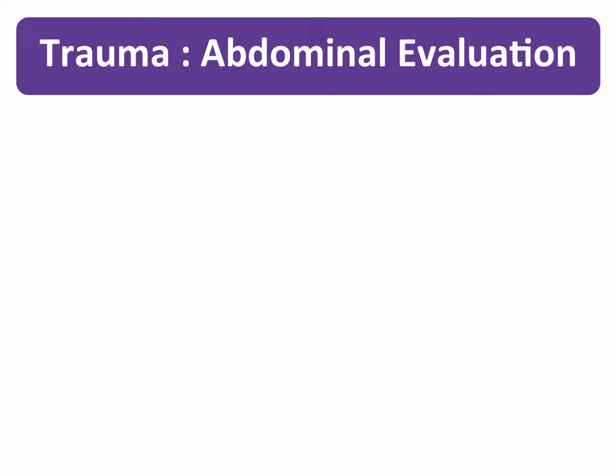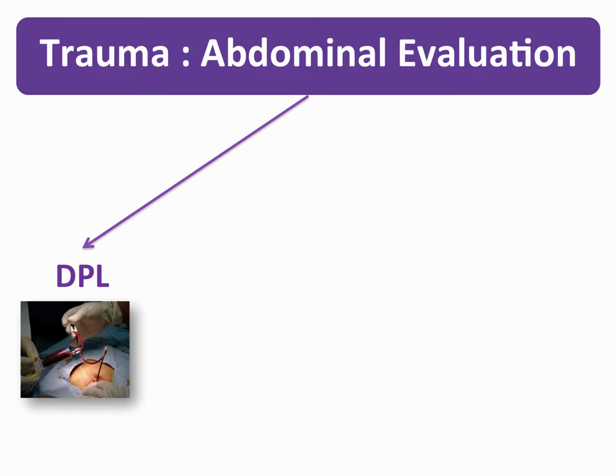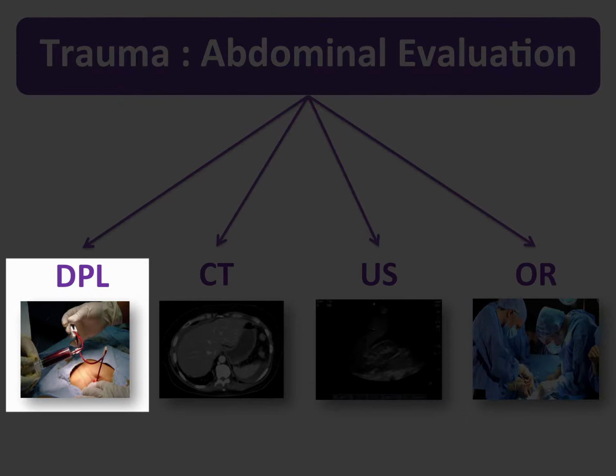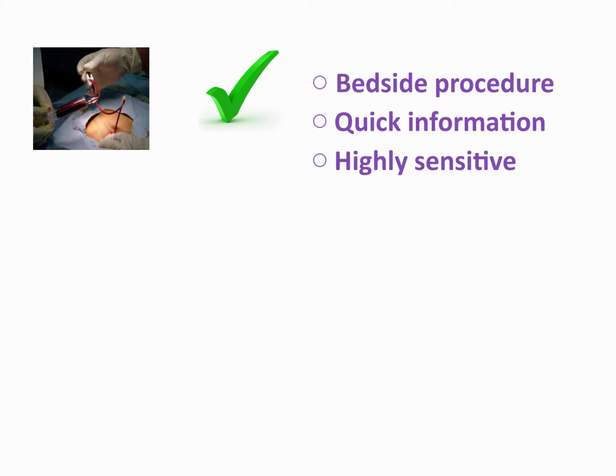When a patient presents with blunt or penetrating trauma or unexplained hypotension and a potential injury to the abdomen, we really have four possible options to evaluate their injuries: diagnostic peritoneal lavage or DPL, CT scanning, ultrasound, or operative exploration. Although rarely performed these days, DPL was once the standard for evaluating for intra-abdominal hemorrhage in the unstable trauma patient. Advantages of DPL are that it can be done at the bedside. It doesn't require transport out of the ED. In experienced hands, the procedure can be done relatively quickly and has a high sensitivity.